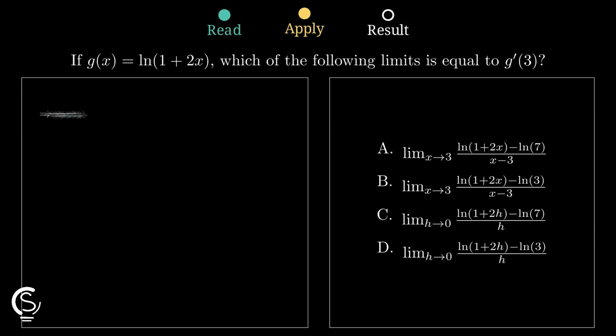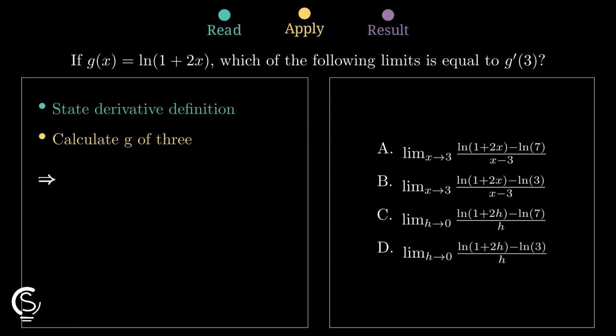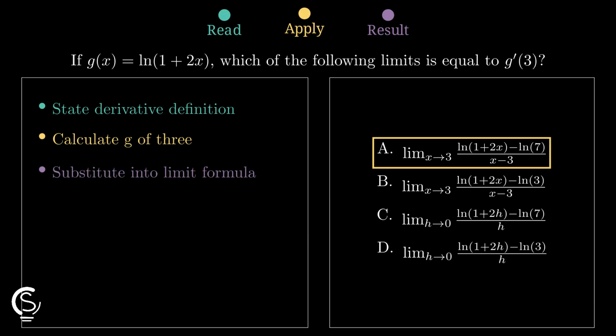Next, we calculate the value of the function at 3. Plugging 3 into the natural log of 1 plus 2x gives us the natural log of 7 for our numerator. Finally, we assemble the limit expression. This leads us directly to the expression in option A, which perfectly matches our formal definition of the derivative.